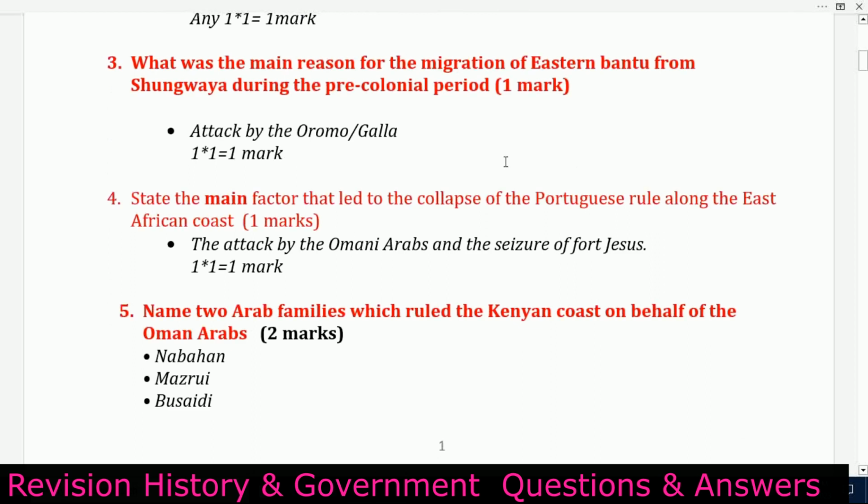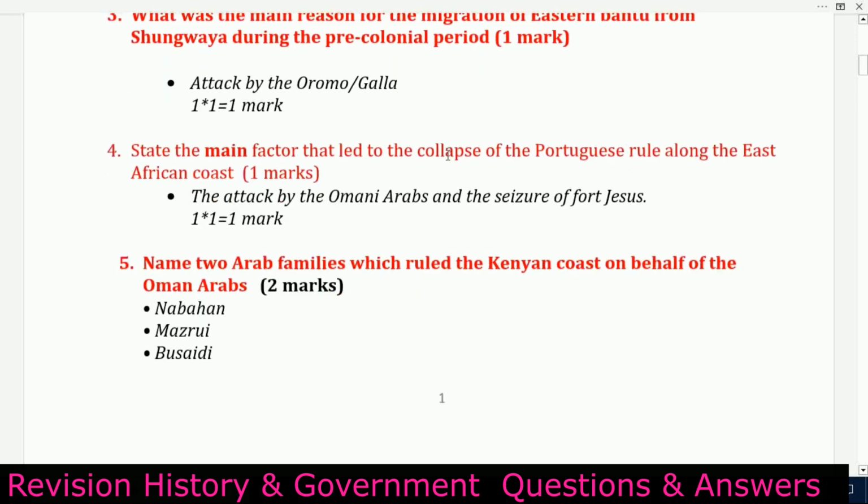What was the main reason for the migration of Eastern Bantu from Shungwaya during the pre-colonial period? They usually repeat this question. They were attacked by the Oromo. You can also call them Galla.